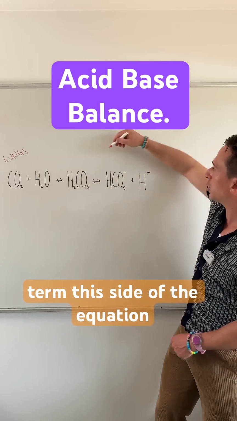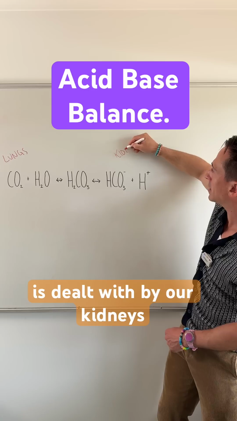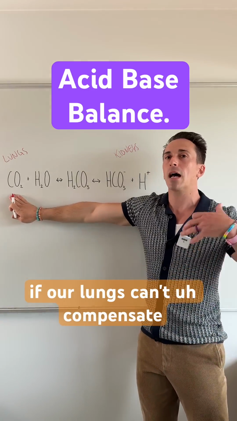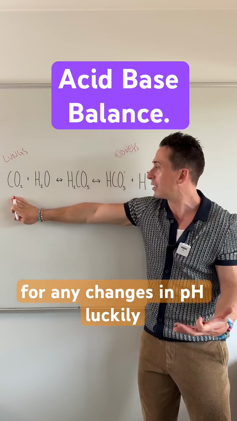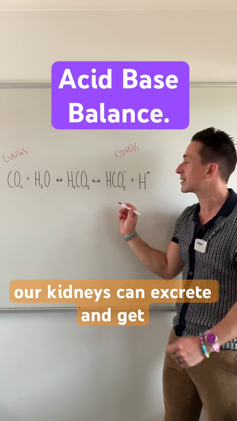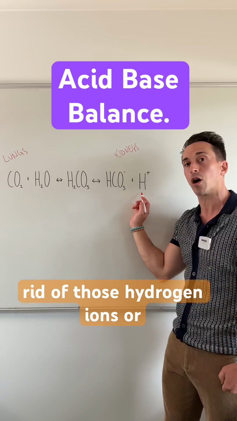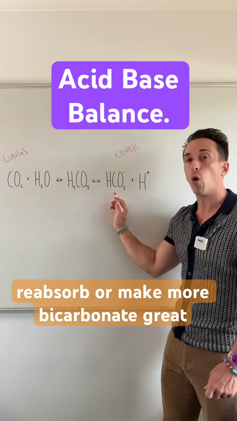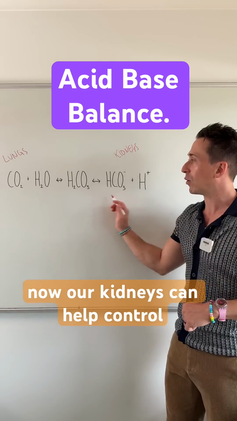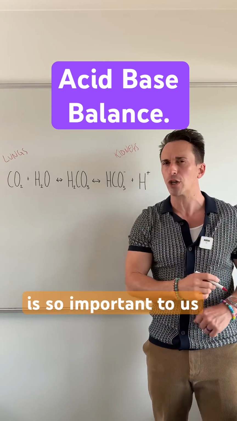This side of the equation is dealt with by our kidneys. Now, this is a longer term mechanism. If our lungs can't compensate for any changes in pH, luckily we have our kidneys. So if we have too many hydrogen ions, our kidneys can excrete and get rid of those hydrogen ions, or reabsorb or make more bicarbonate. Great. Now our kidneys can help control. And this is why this buffer is so important to us.